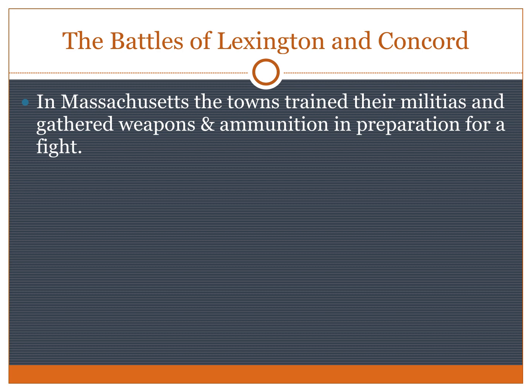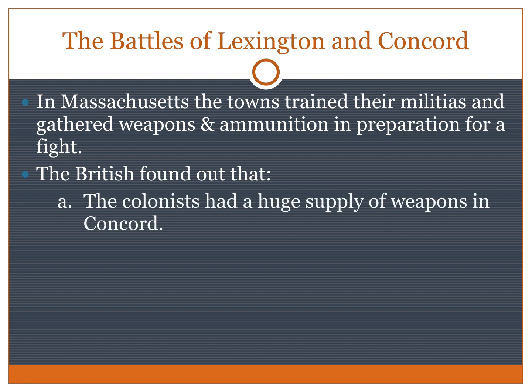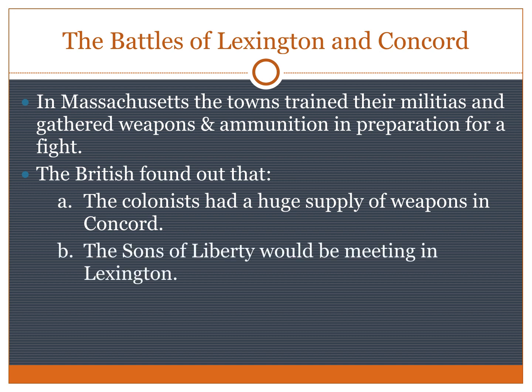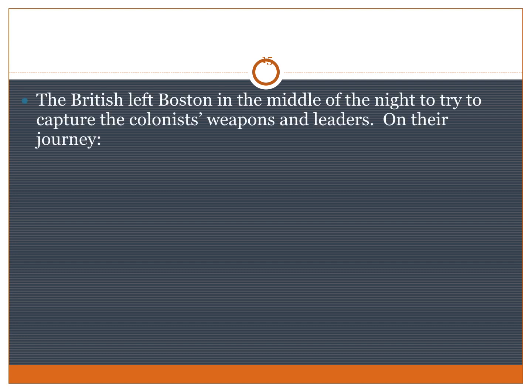And these militias had been gathering weapons and ammunition after the First Continental Congress, as they were told to, in preparation for a fight. And the British had found out that, one, colonists had a huge supply of weapons in Concord, Massachusetts, outside of Boston. They also found out that the Sons of Liberty would be meeting in Lexington, a town along the way to Concord. So, in the middle of the night, the British left Boston with a contingent of troops in hopes of capturing those weapons in Concord and the leaders of the Sons of Liberty in Lexington.